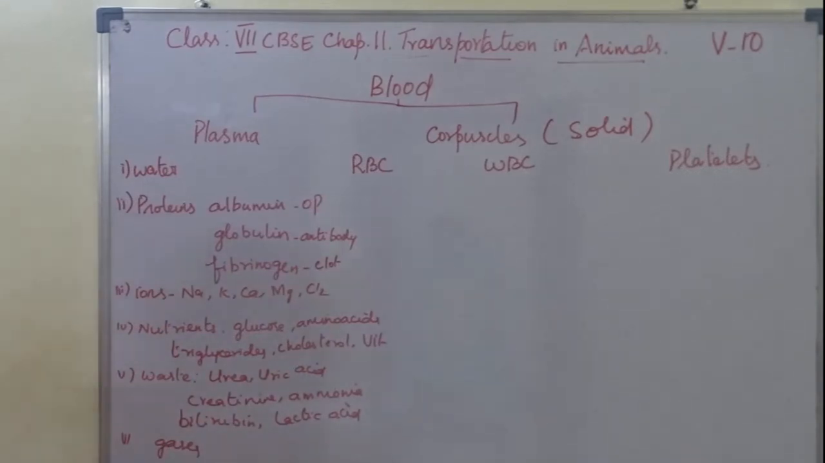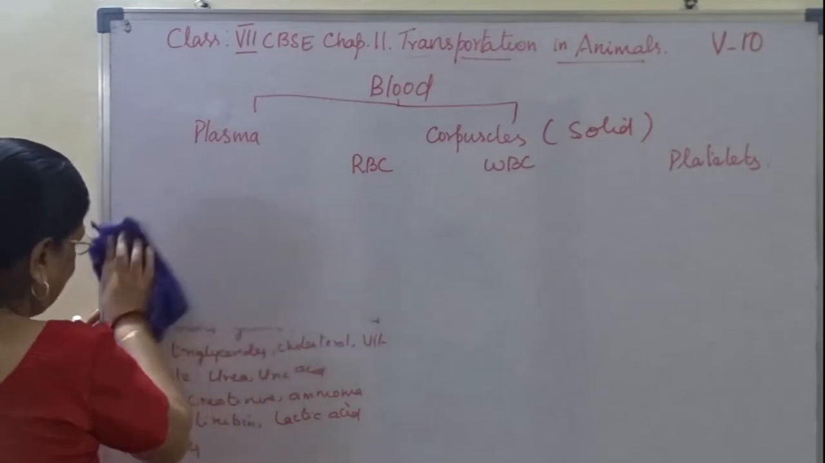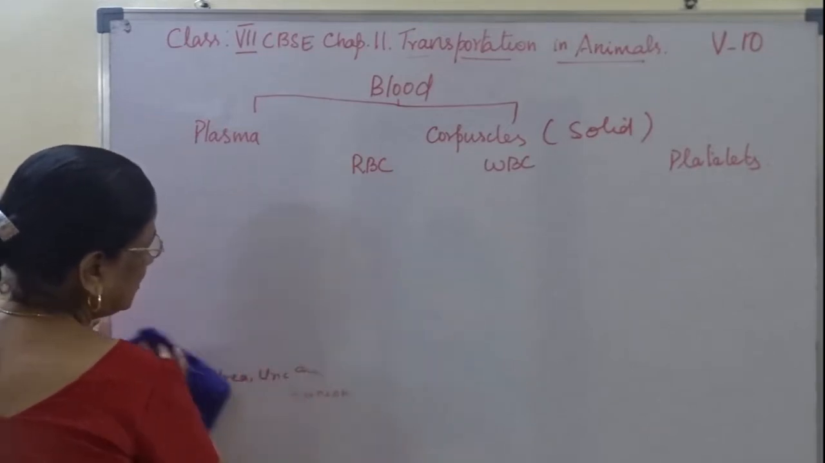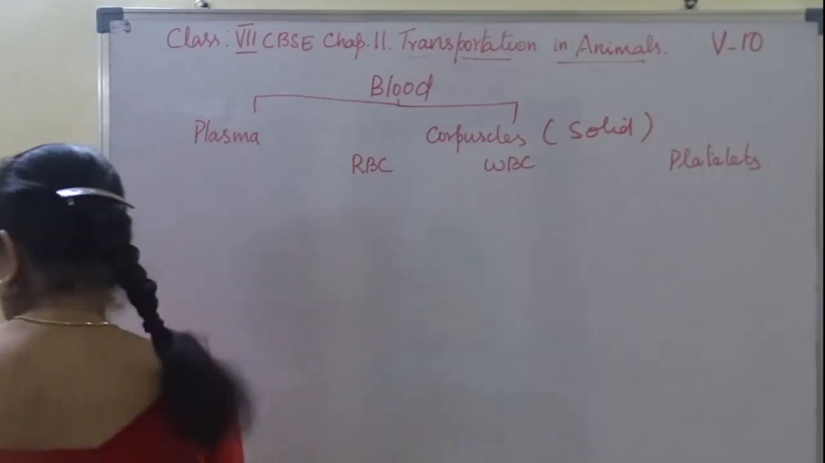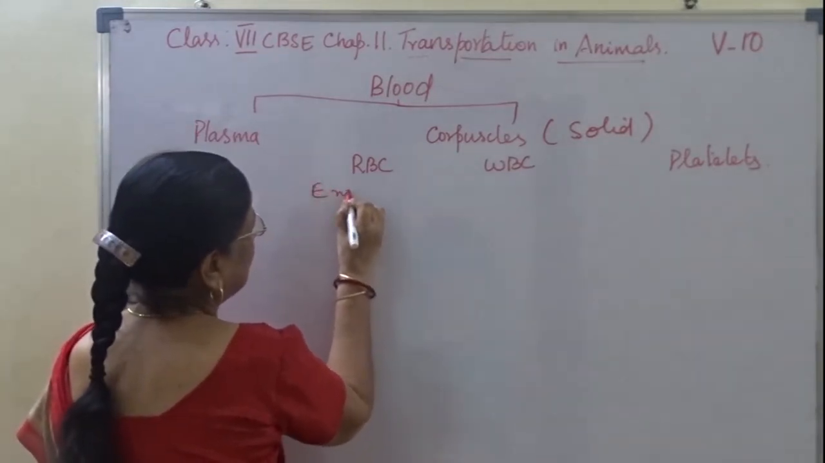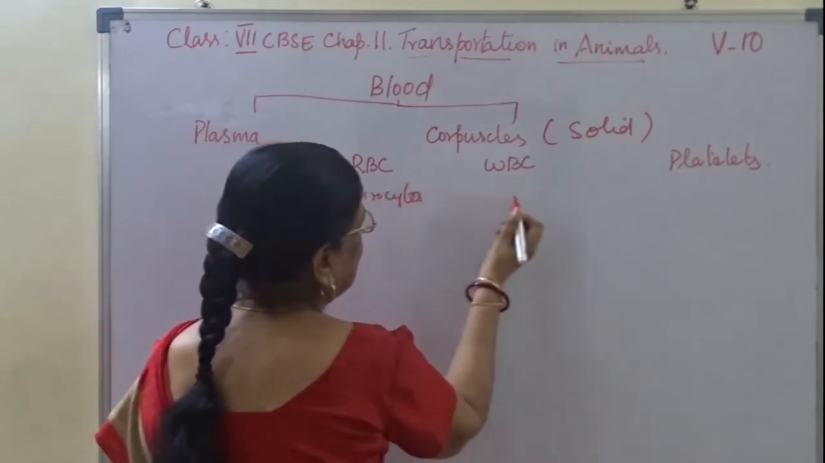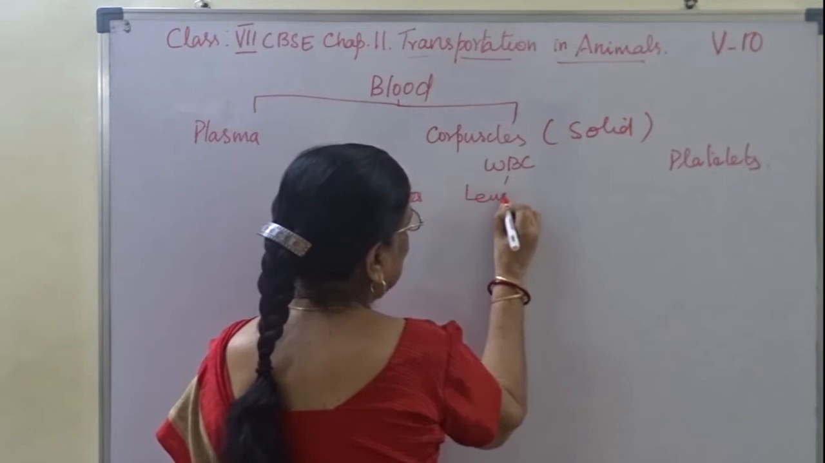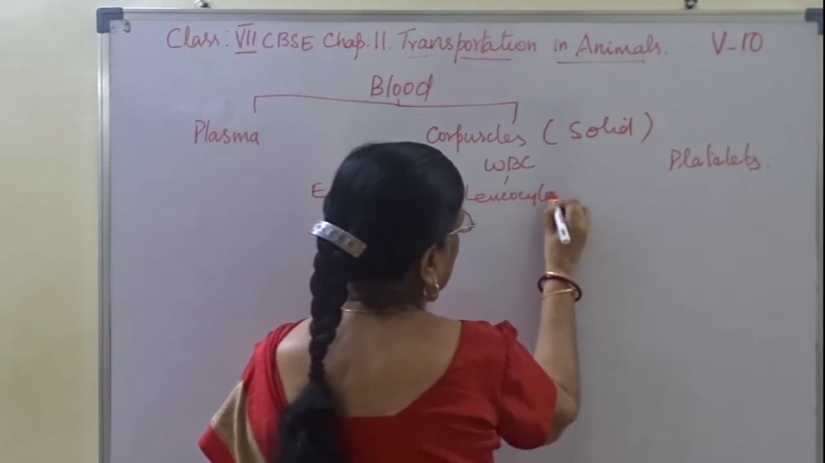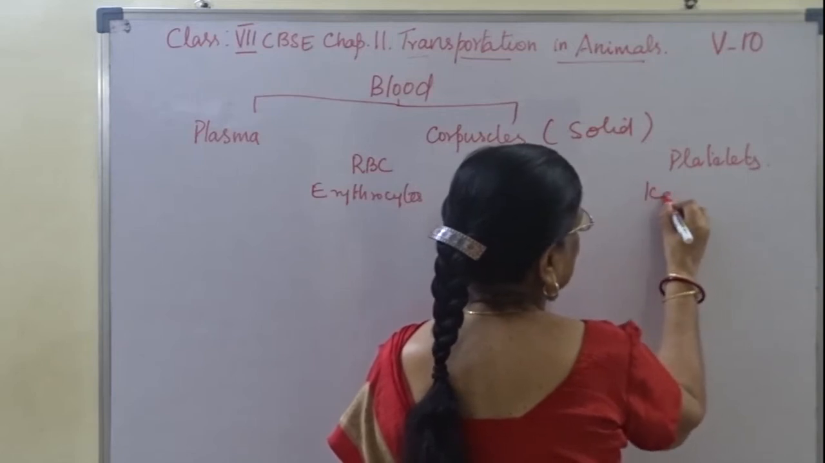Are you clear? Then the solid corpuscles are RBC or erythrocytes, leukocytes and karyocytes.